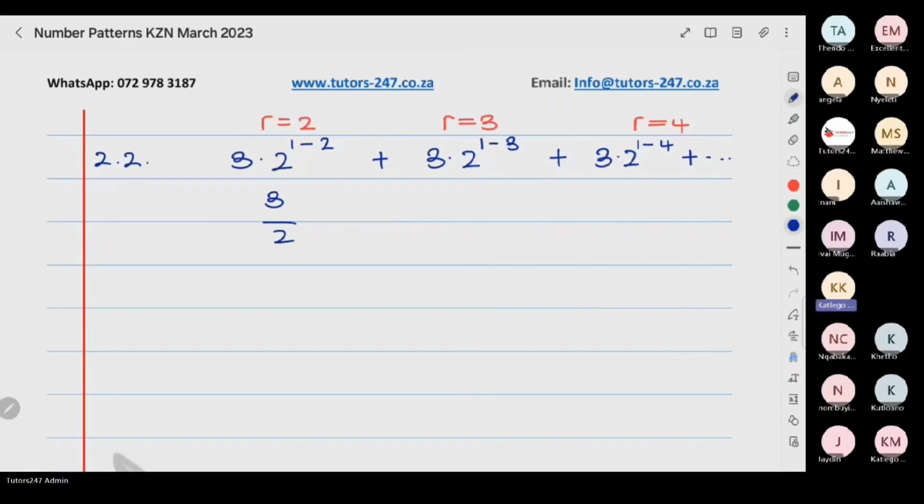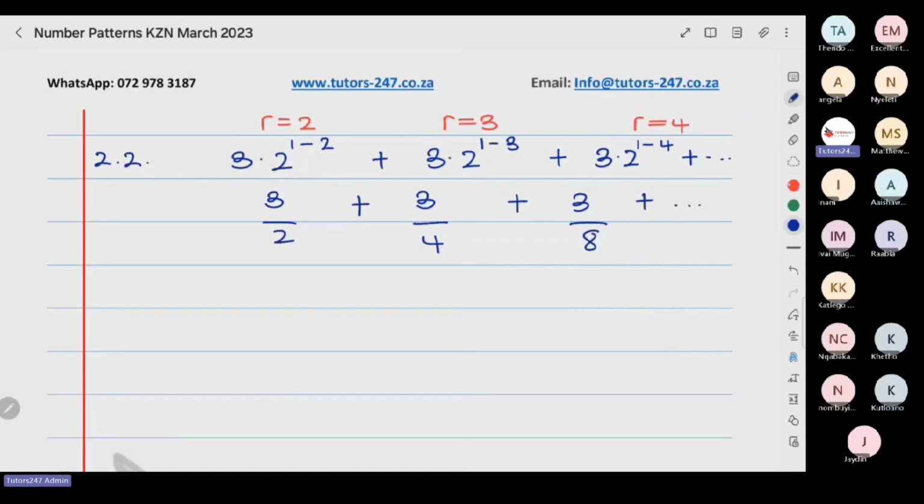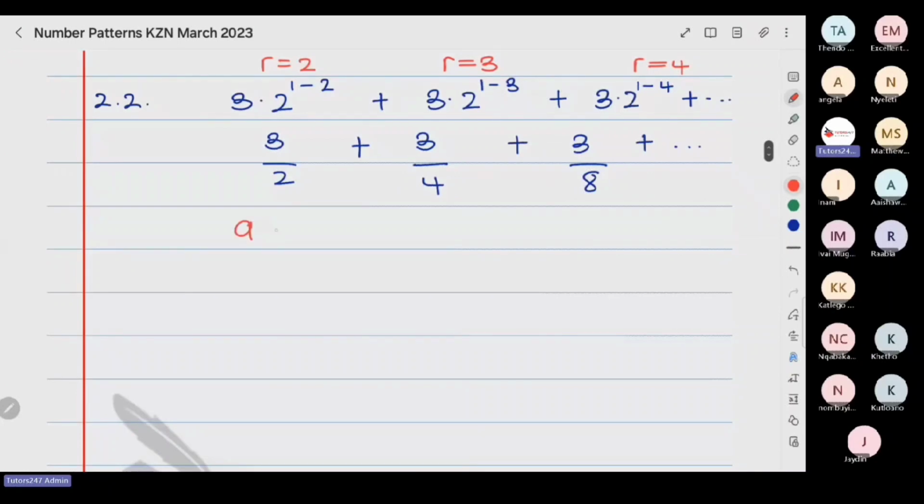plus 3 over 4. You said 3 over? 3 over 4. The next one? Plus 3 over 8. Okay, thank you. So those are our first 3 terms. We can see that A, which is the first term, is equal to 3 over 2. Yes. We can see that R, which is our constant ratio, is going to be 3/4 divided by 3/2. Alternatively, you can use 3/8 divided by 3/4. The choice is yours to make.